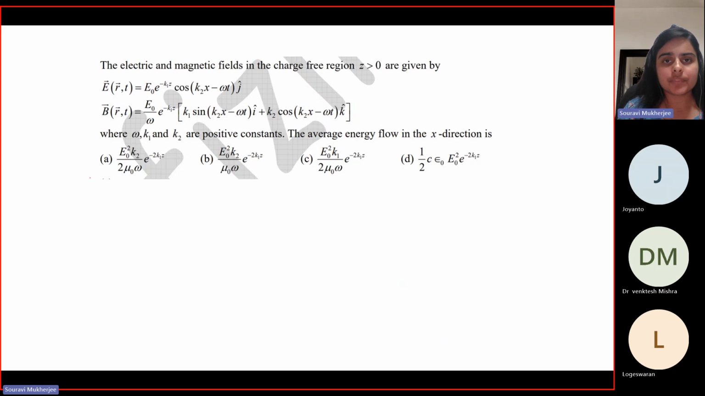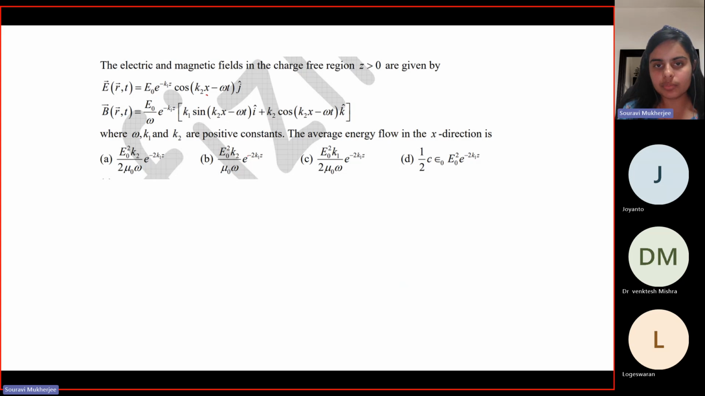Now again here, you see that the electric field is given and the magnetic field is given. And you see that they are exponentially decaying. That means it's for a conductor. And you see that it's in a charge-free region for Z greater than 0. So what is the average energy flow in the X direction? X is the direction of propagation of your wave.